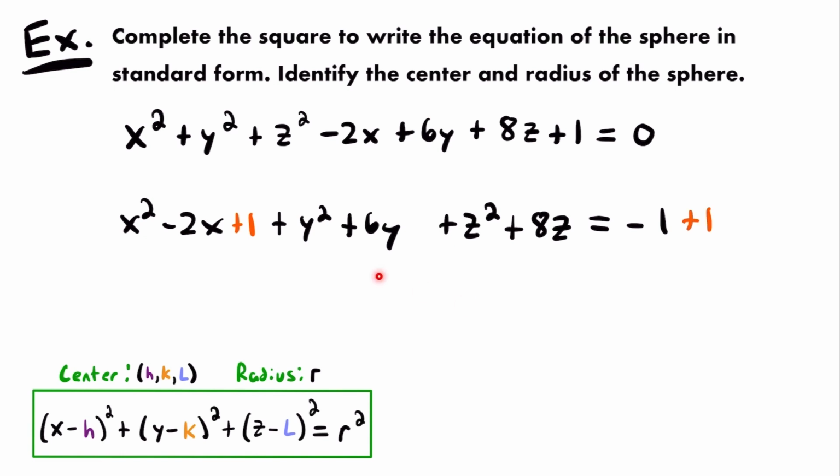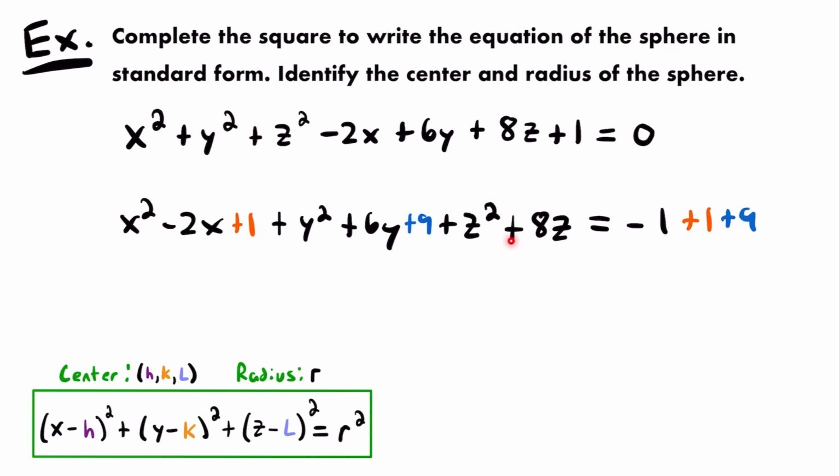Okay? Now for the y terms, we have 6y. That is the term where y is to the first power. We'll take 6, divide by 2. That's 3. And then square it. 3 squared is 9. So we're going to add 9 to both sides of the equation. So we'll have plus 9 and plus 9.